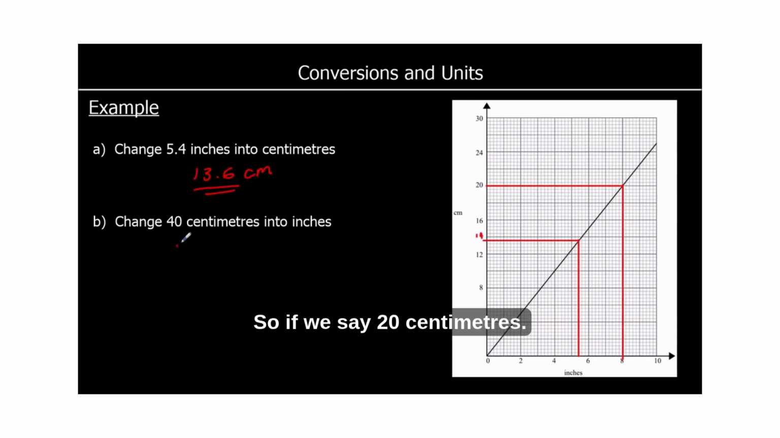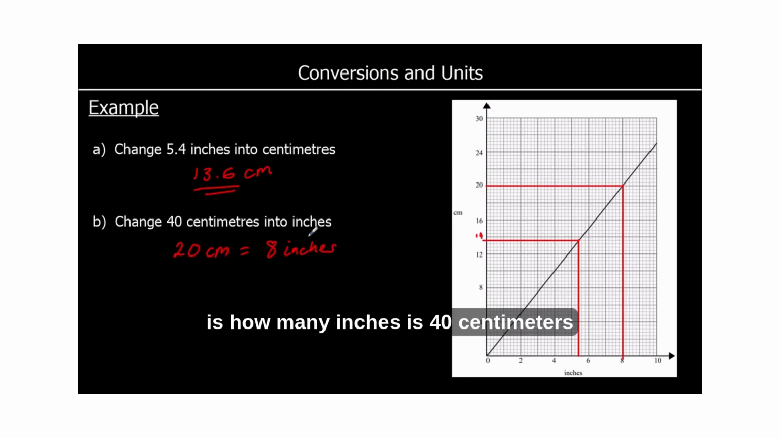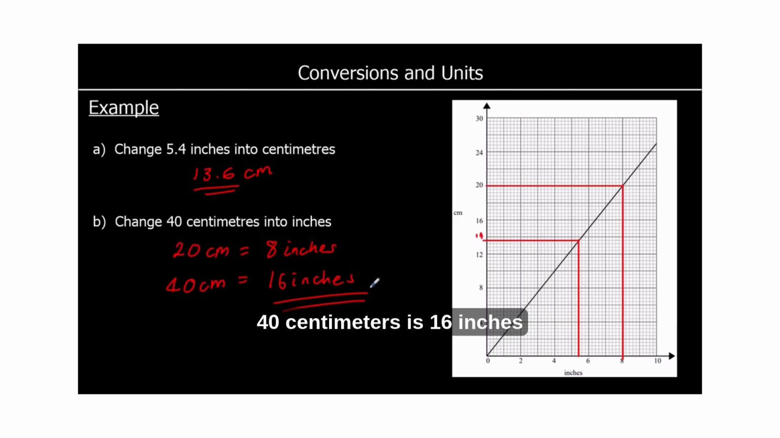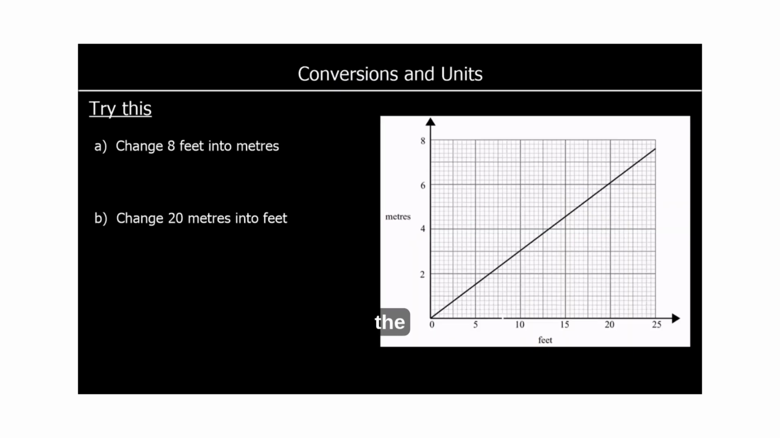So if we say 20 centimeters is equal to 8 inches, how many inches is 40 centimeters? If we double them both, we get 40 centimeters is 16 inches. So 40 centimeters is 16 inches. And one for you to try here, so give this one a go.